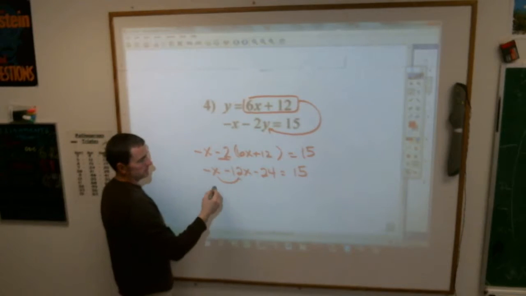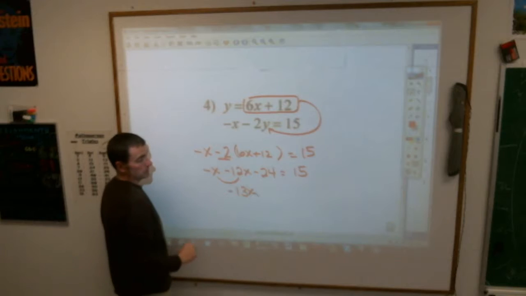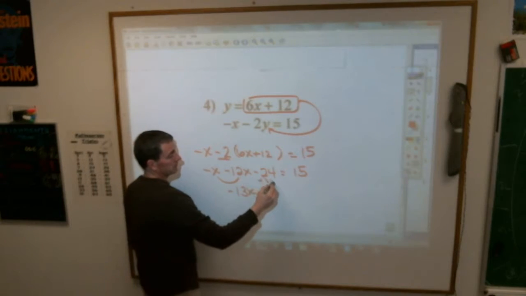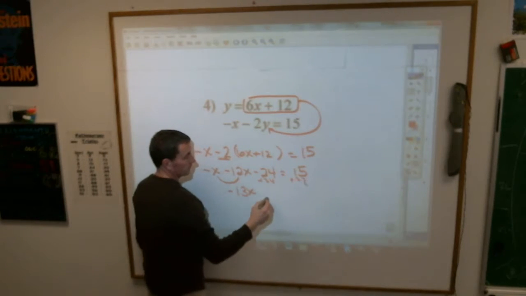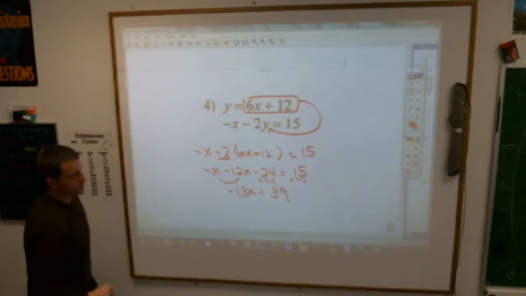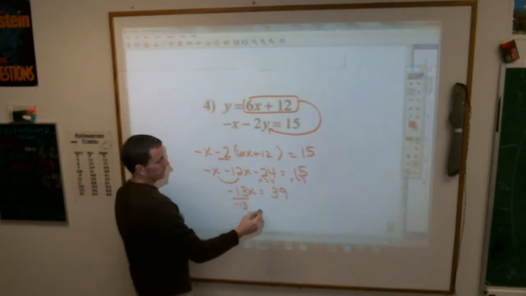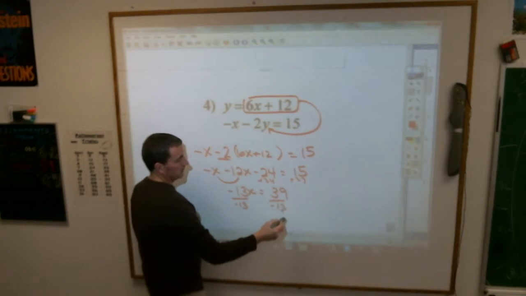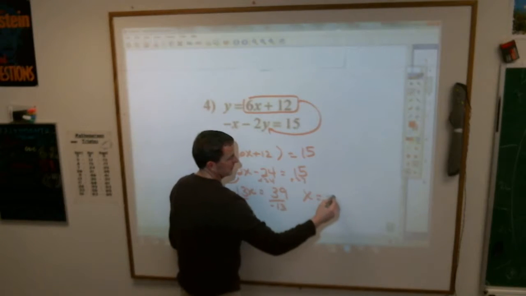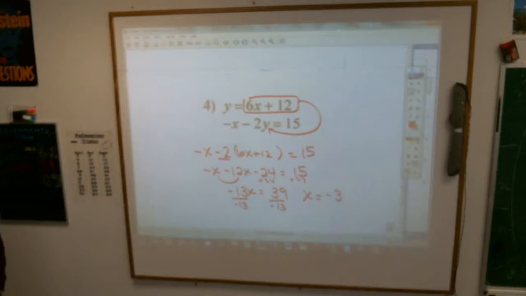Combine negative x, negative 12 is negative 13x's. Add 24 to do its opposite. Add 24, and fortunately for us, we get 39, which is a good number because 13 doesn't go into a lot of numbers. Divide by negative 13. Divide by negative 13. You end up with a negative 3. Did you get that, Alex?